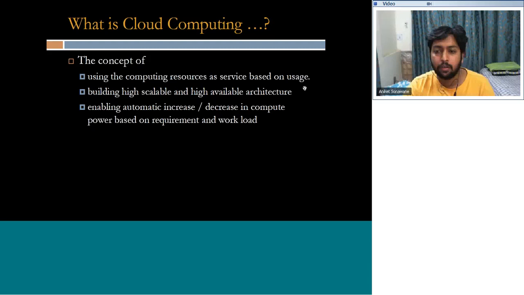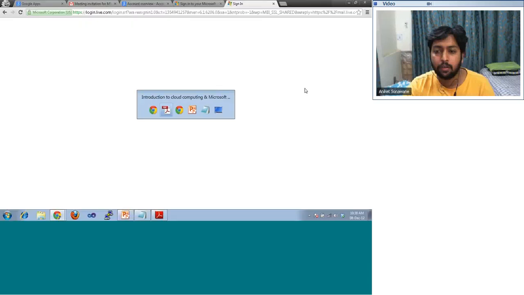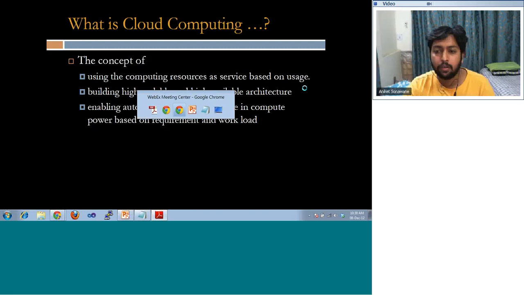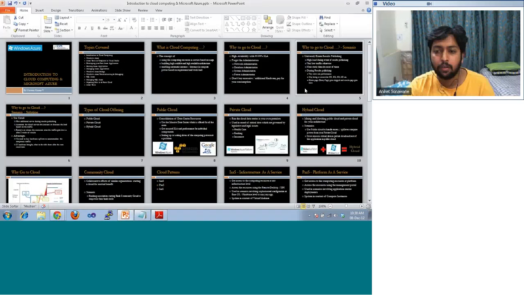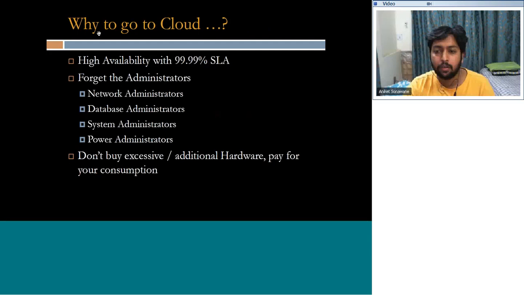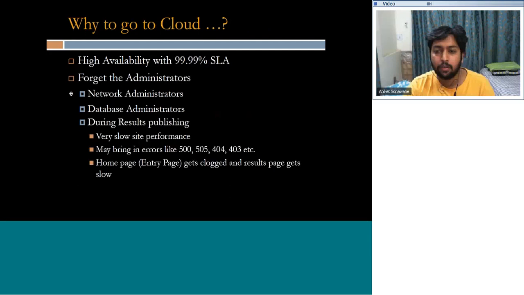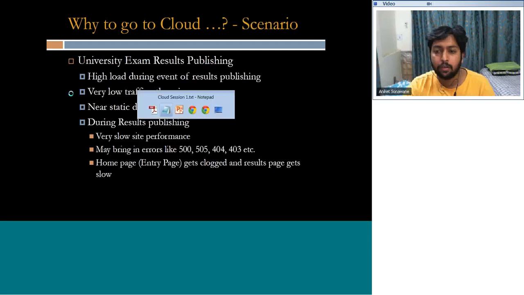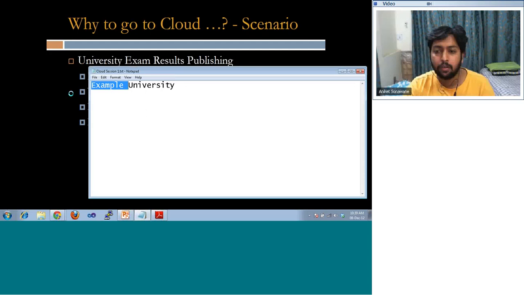Let me bring up a note. Let me take an example of a university. I think I have a slide for this. Why go to the cloud? Let me explain this with a scenario. Example, you take a university. The university publishes results, and these results come once in 6 months. Right?